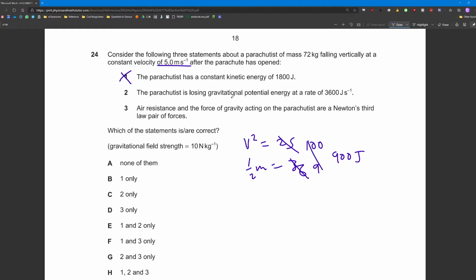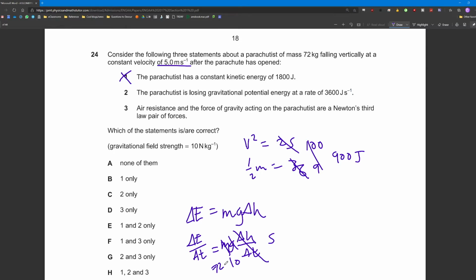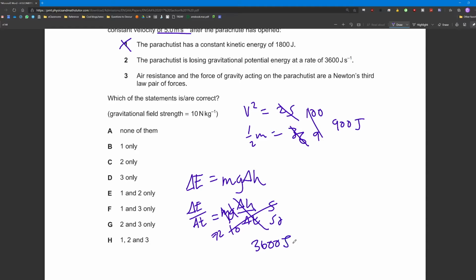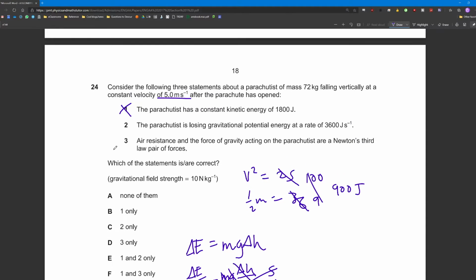The parachutist is losing gravitational potential energy at a rate of 3600 joules per second. If delta E is mg delta h, then the rate, delta E over delta t, is going to be mg delta h over delta t, which is 5, g is 10, m is 72. 72 times 50, 3600 joules per second. That statement is correct. And finally, air resistance and the force of gravity acting on the parachutist are a Newton's third law pair of forces.